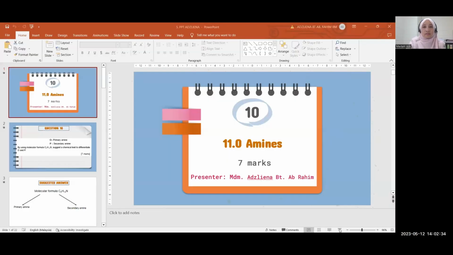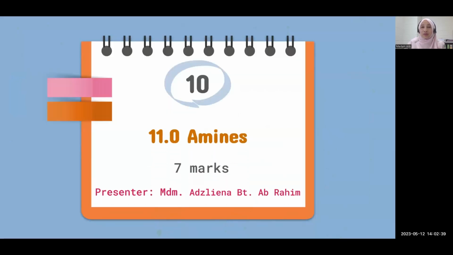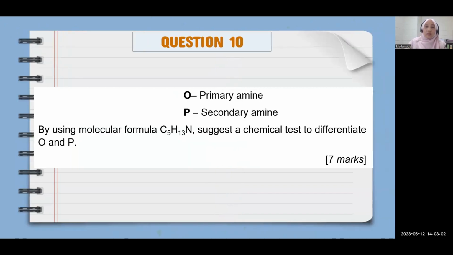So this is the question. I'm going to start with the first question, the 10th question actually, of the overall 11 questions altogether. The 10th question is on chapter 11, amines, and it contributes 7 marks of the total overall 80 marks. The question is, we are given O, a primary amine, and P, a secondary amine. By using molecular formula C5H13N, suggest a chemical test to differentiate O and P.